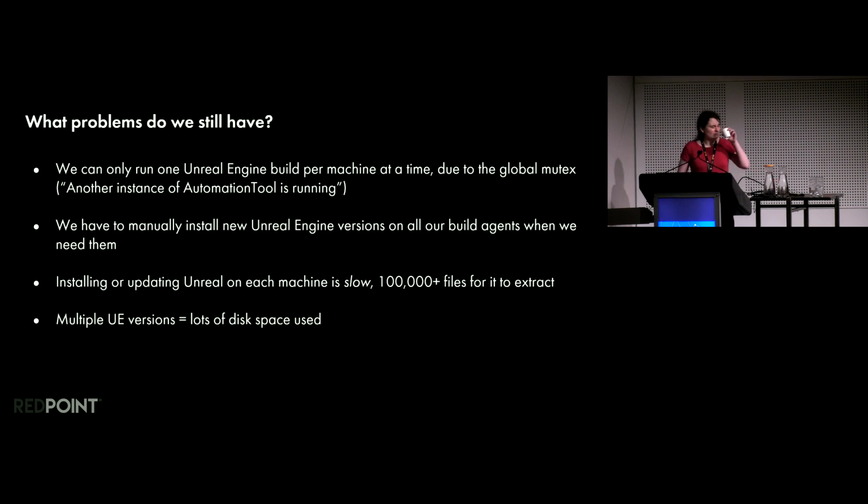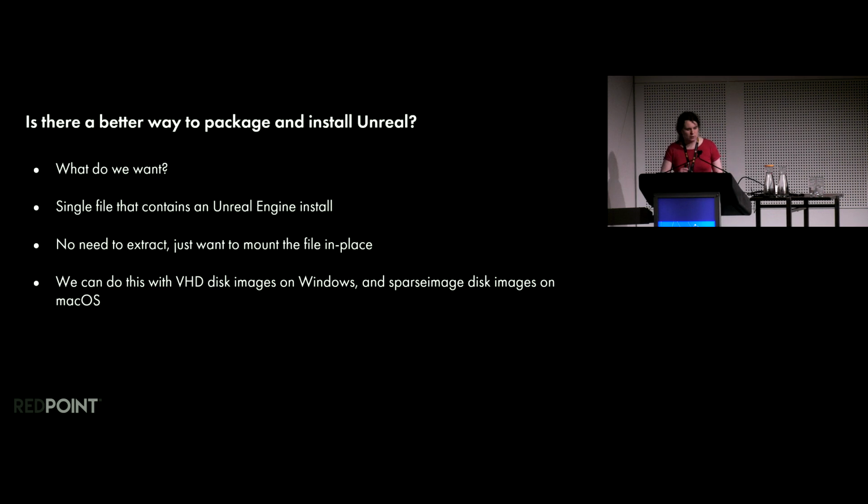Even if you pre-download Unreal Engine, copying it to each machine is slow because NTFS doesn't do well with 100,000 files. And if you're like me and you're doing plugin development and you have to target multiple engine versions, that's a lot of disk space used, right? Because you're talking 100 plus gig for each engine version. Is there a better way to package and install Unreal Engine?